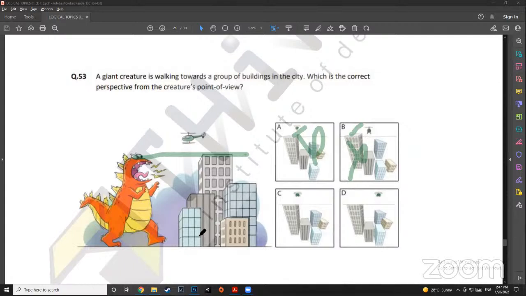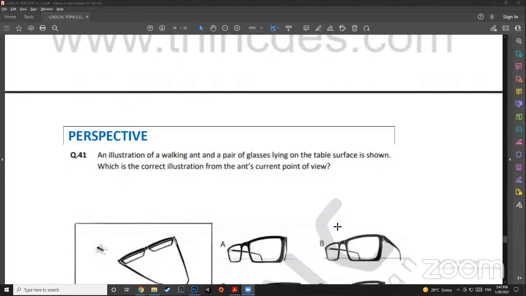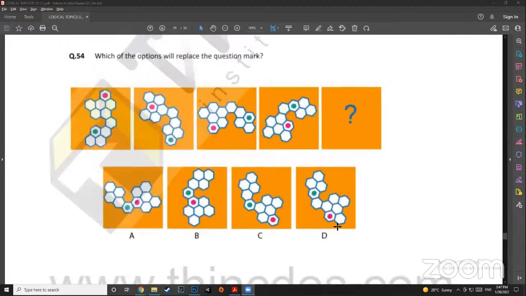I'm just making sure I get the correct answer. Yeah, right. So we can see that this yellow building is not in front of this blue building, right? But whereas in option D, it is showing that the yellow one is in front of the blue building, which is not true. So D also gets eliminated. The correct answer would be option C.